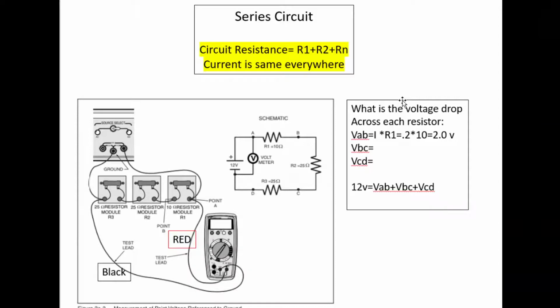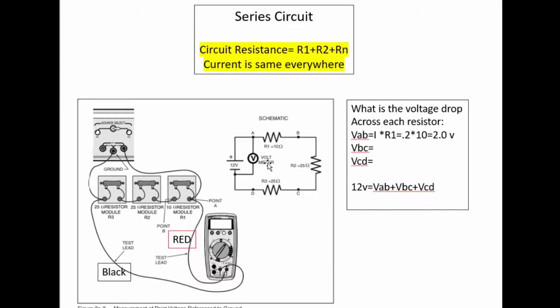All right, let's take the circuit that we have shown here and let's see if we can apply Ohm's law to it. First thing you got to recognize is what kind of circuit. Is this a series or is this a parallel? Well, it's obviously a series. The current throughout the circuit is the same. It's the same on the 10, 25, and the other 25.